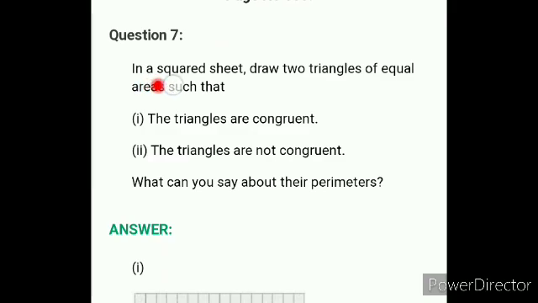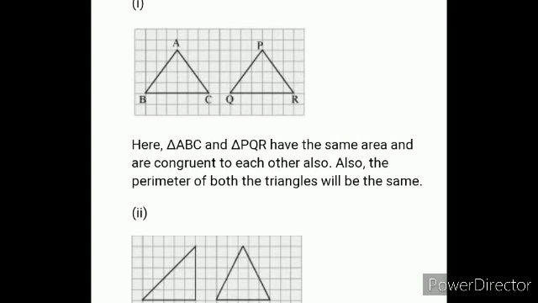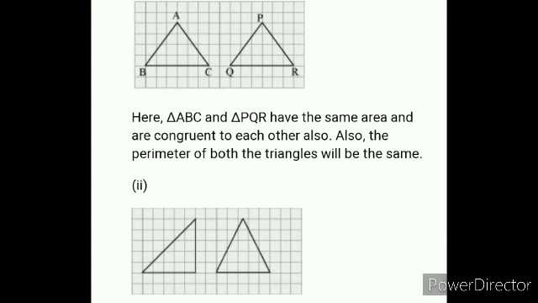Question 7. In a squared sheet, draw two triangles of equal areas such that the triangles are congruent, and the triangles are not congruent. What can you say about their perimeters? Look at the answer. Here, in the square sheet, two triangles are drawn. The first figure shows equal areas, meaning these two triangles are congruent, so their areas are equal.